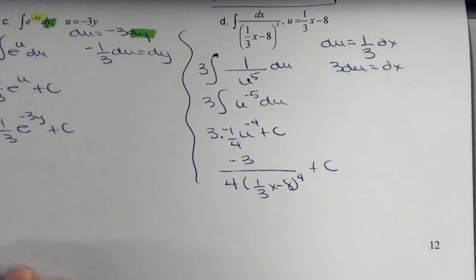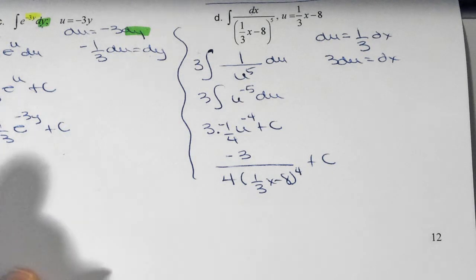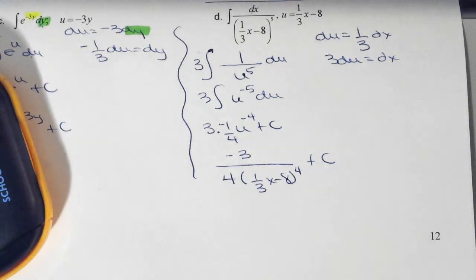Okay, questions up to this point? It's a lot of steps, a lot of things to remember. Yes? What happens to the du? When you integrate, it just becomes u.